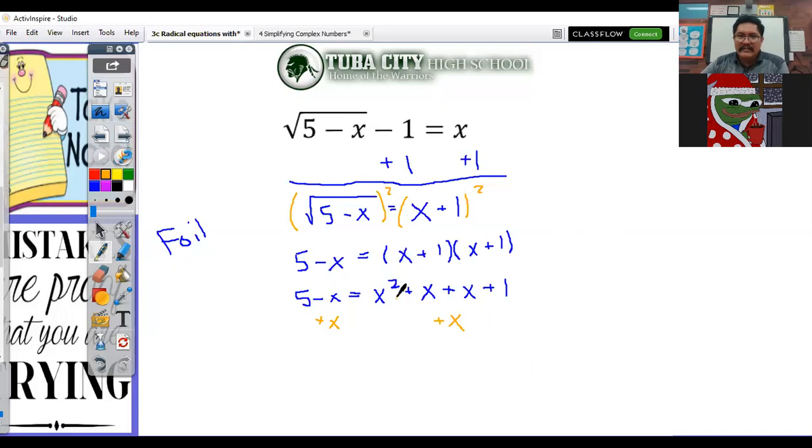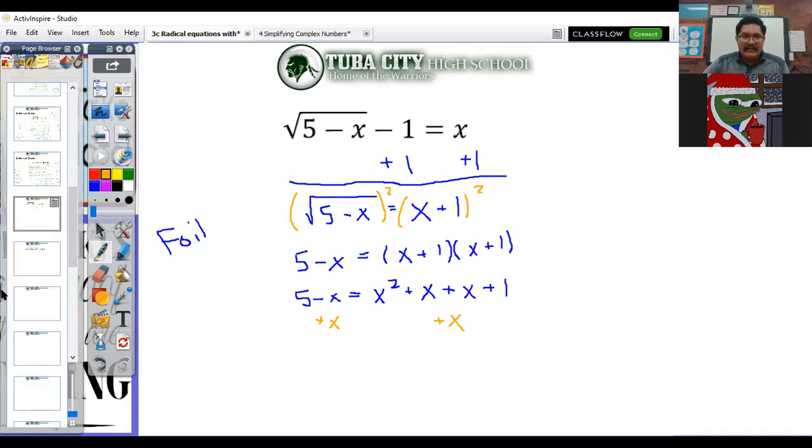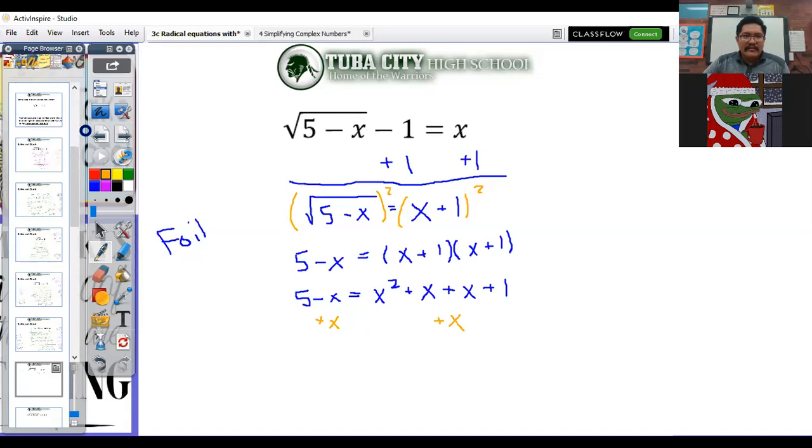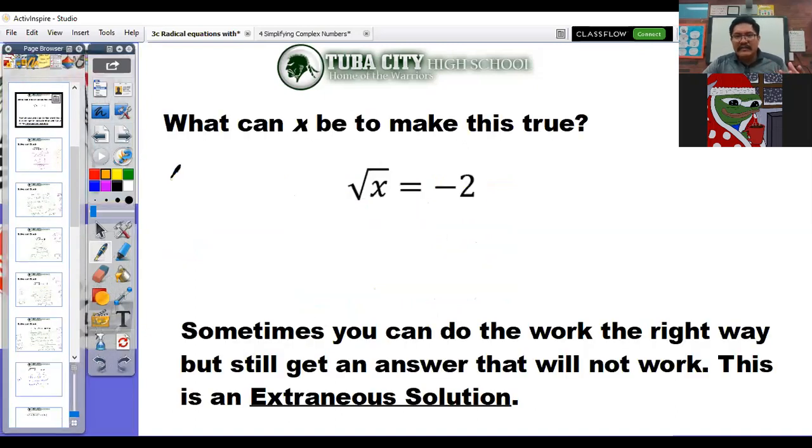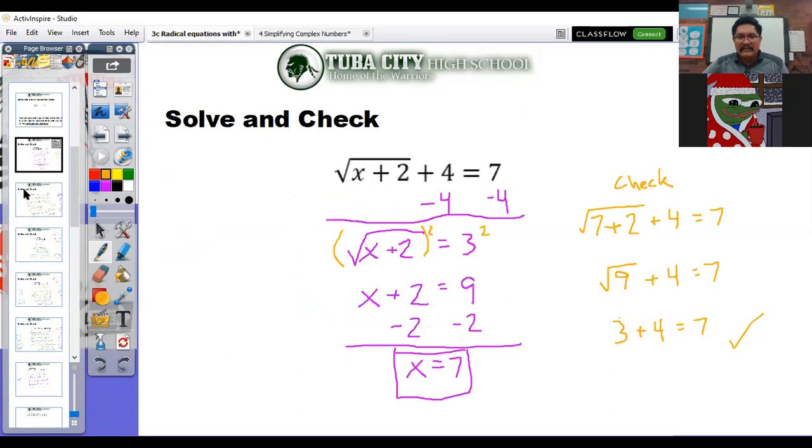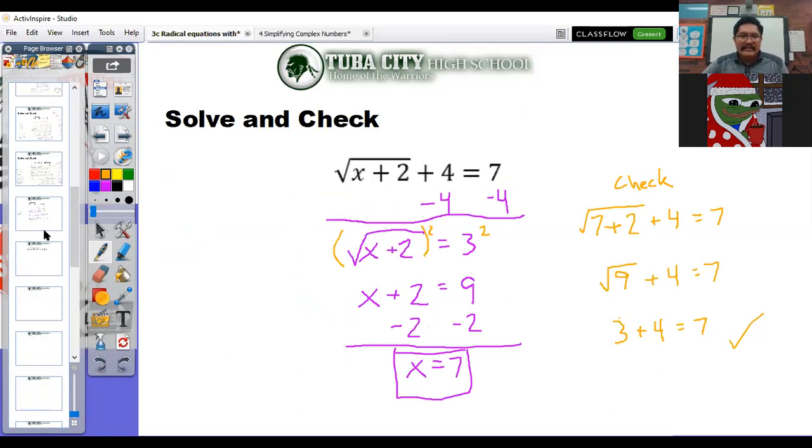So an x squared means, again, that's like 2 variables means 2 solutions, or possibly, I should say possibly 2 solutions, because there's a chance that, as we learned from yesterday, sometimes things just don't work out. All right, so let me go back over to yesterday. Sometimes you get what we call an extraneous solution. You do the right work the right way, but you get something that just doesn't work out. That's the extraneous solution.